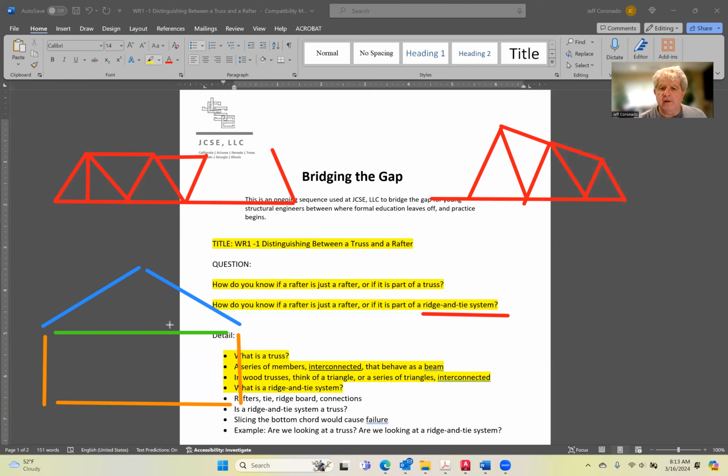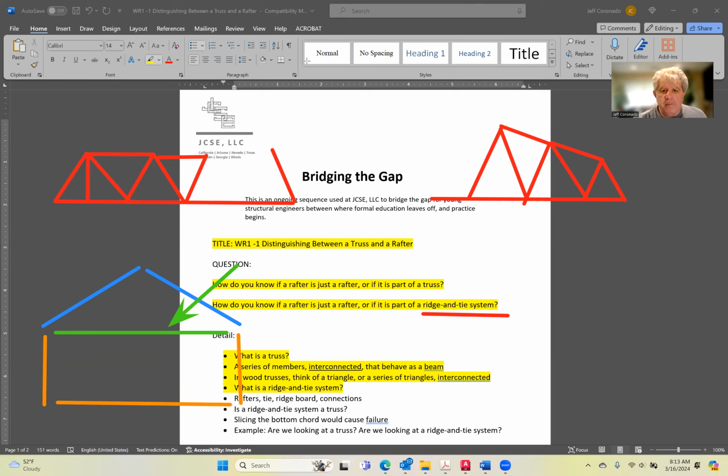So what is simplistically looked at as just a ceiling member, a ceiling joist, serves another purpose, and a very important purpose. It is the tie, it is the tie of the ridge and tie system. So this member here is the tie in a ridge and tie system.